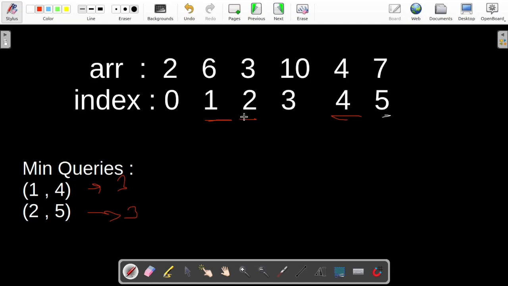Well, if we talk about time complexity, then in the worst case, you need to iterate from the first index to the last index. So for answering each query, your time complexity is big O of n. And let's say I give you q queries, then in that case, the overall time complexity will become q times n.